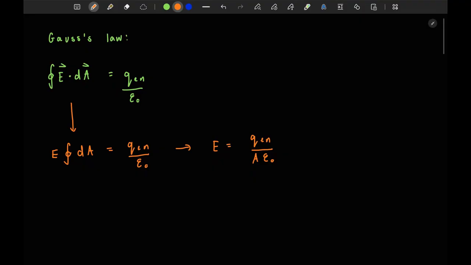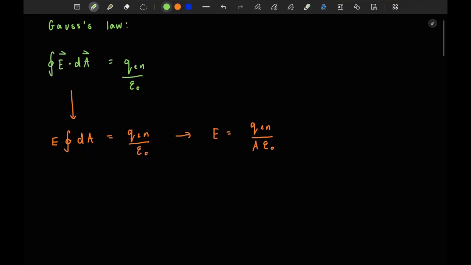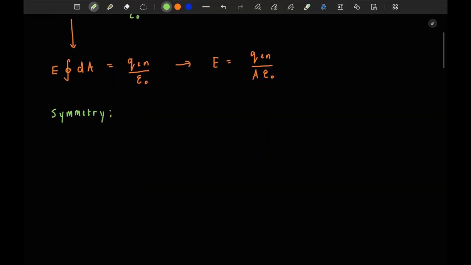And the key to choosing an appropriate surface is to utilize what we call symmetry. So what do I mean by symmetry? Let's consider a simple example, namely a point charge. If I were to stand a distance r away from my point charge, it doesn't matter if I'm at an angle of 0 or at an angle of pi over 2. Nor does it matter if I'm behind the charge or in front of the charge. I expect the magnitude of my electric field to be constant anywhere a distance r away.